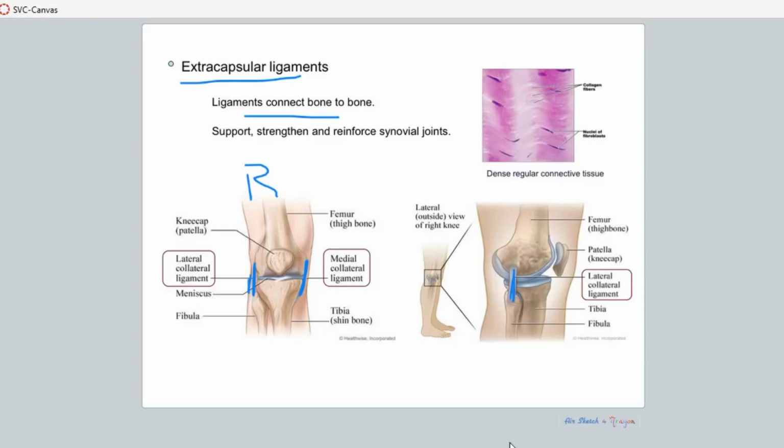And as you guys can imagine, these serve to support the joint. They reinforce the synovial joints and hold them together. In this case, these ligaments are going to prevent lateral movement of the knee joint. Don't want that.